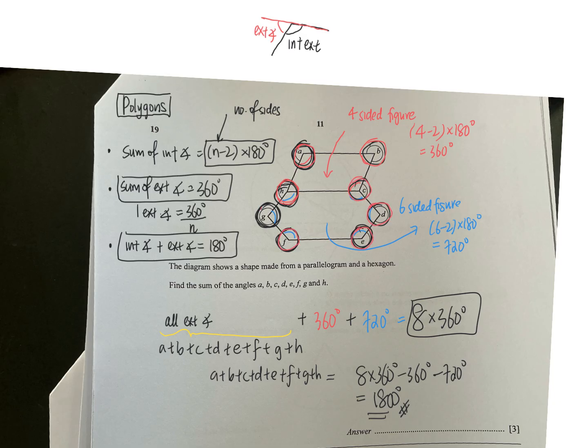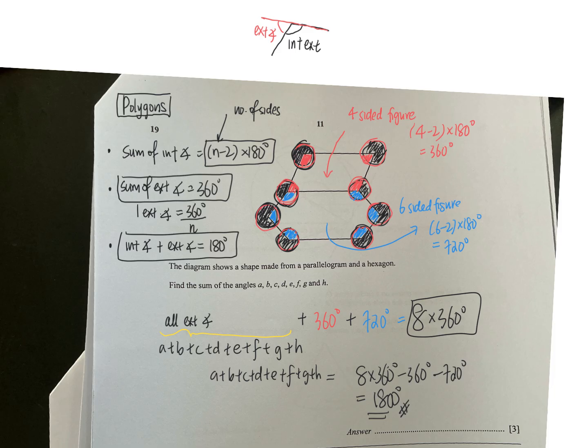Can you see that? Yeah, so my interior angles are these blue ones, as well as these red ones. So if you can see, the exterior ones are the black ones. Can you see it forms 8 full circles? Okay, so that's why times 8.